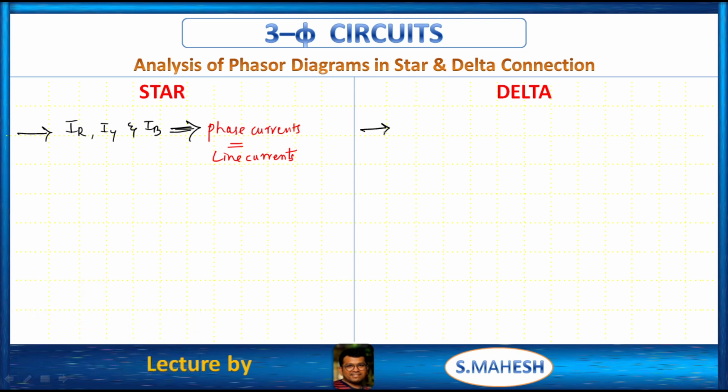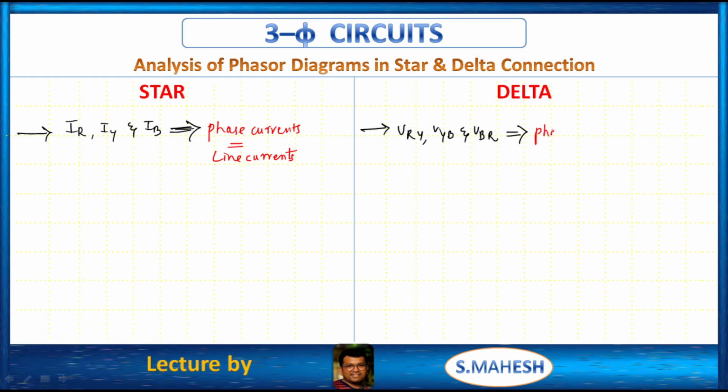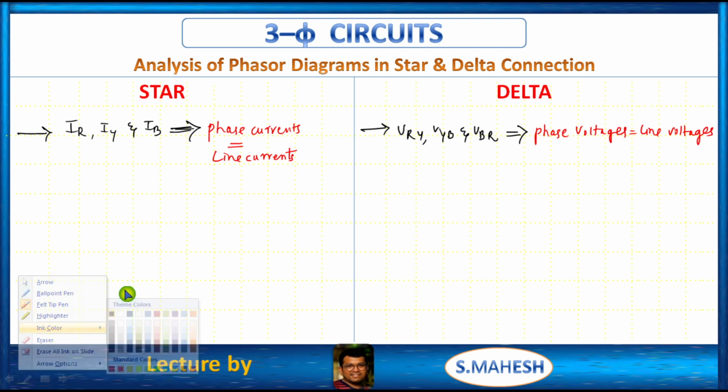In case of delta, VRY, VYB and VBR, what are those? Phase voltages, which are equal to line voltage, right? Because the voltage between two nodes is equal to the voltage between two lines. Okay, no problem at all. Here in star the voltages differ, and in the case of delta, the currents differ, right?